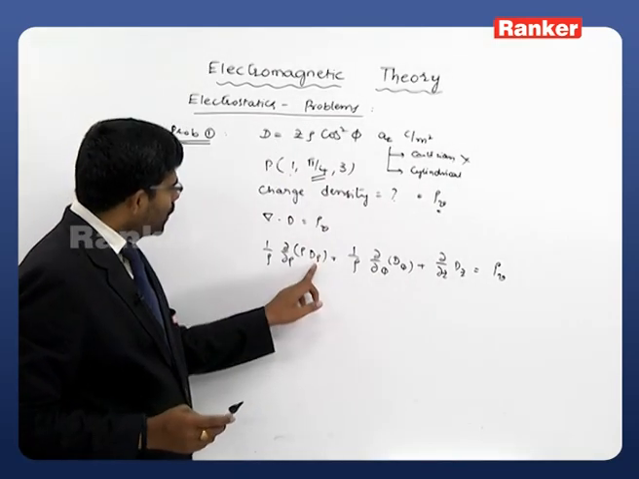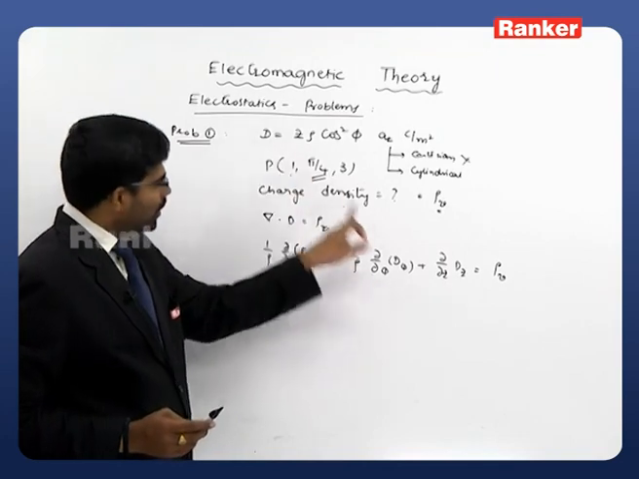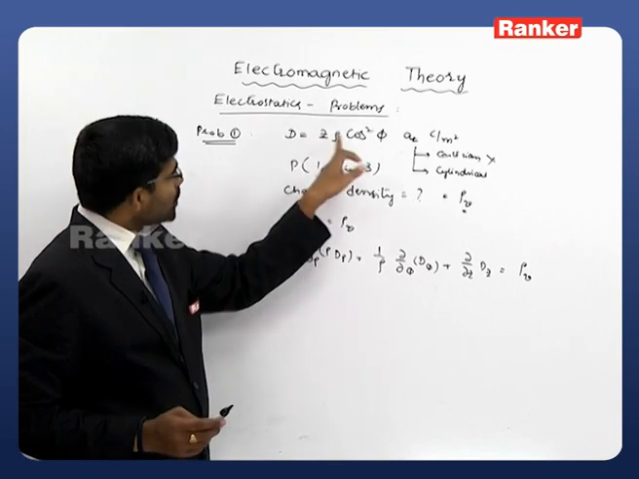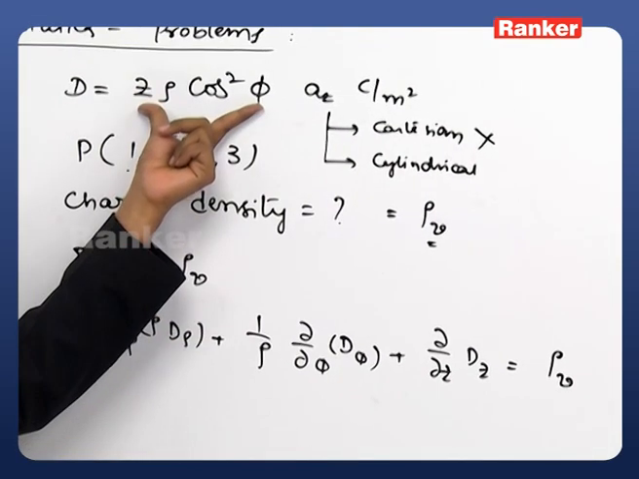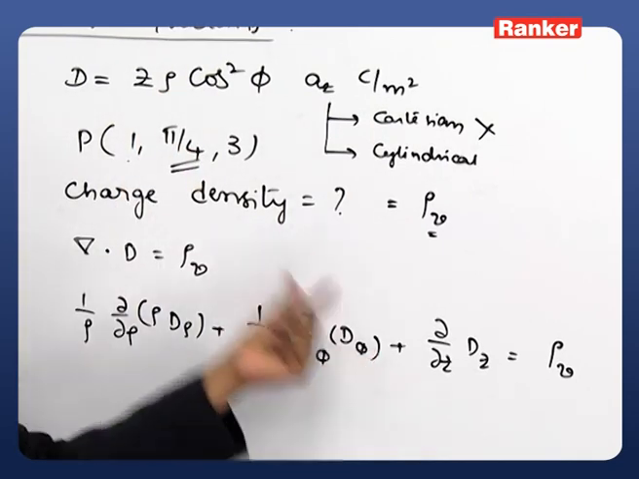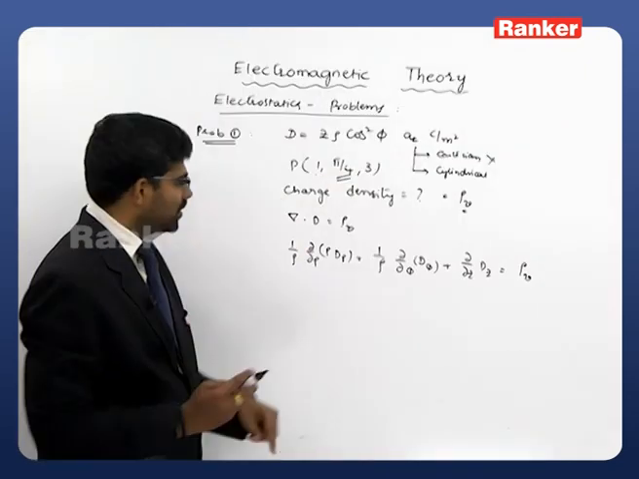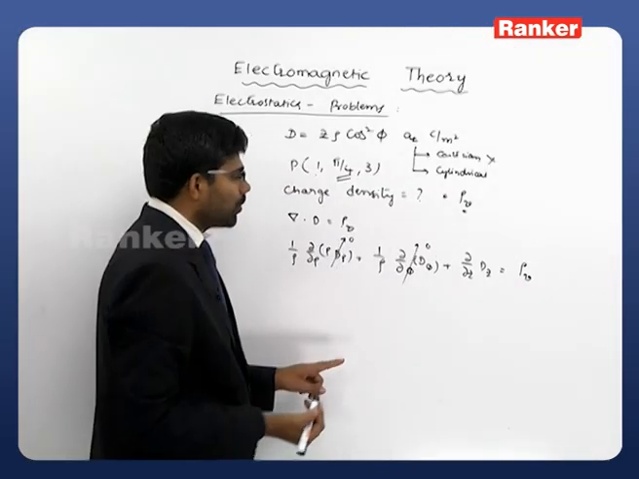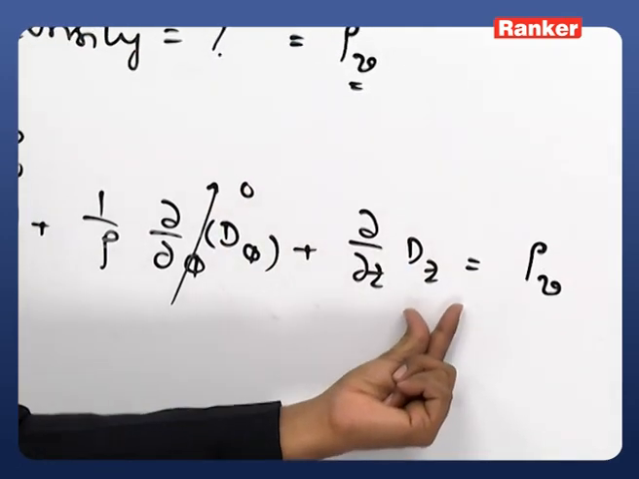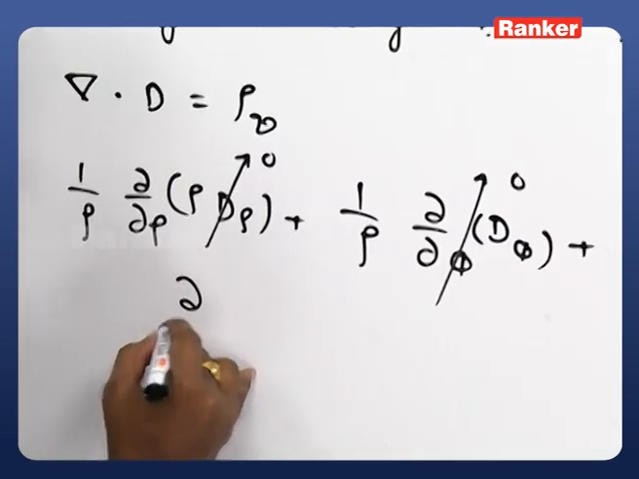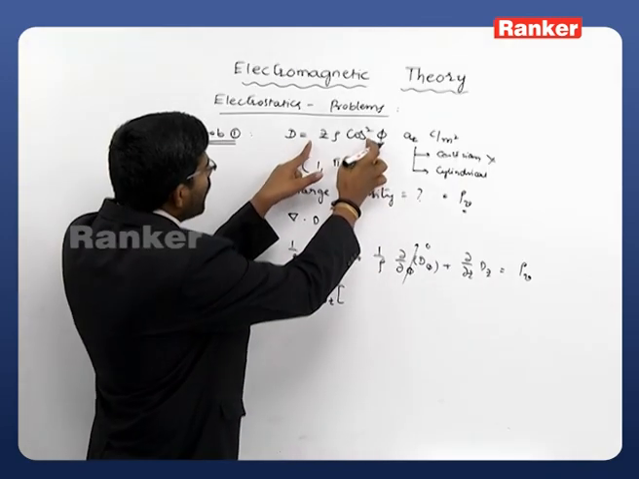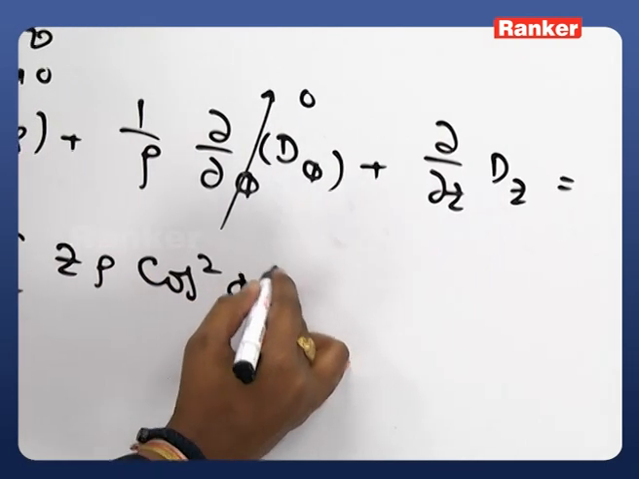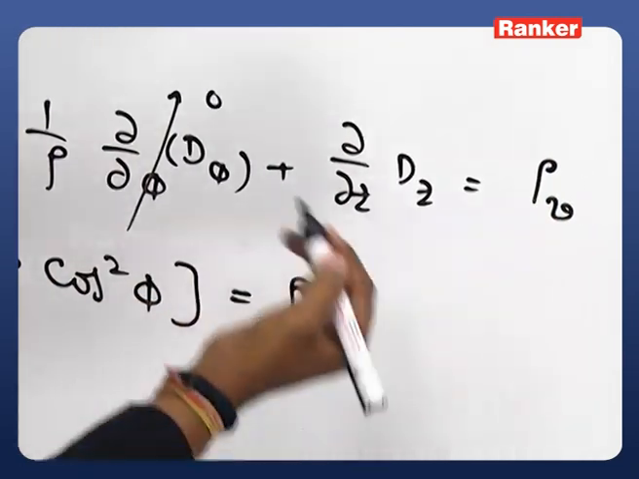Observe, d_rho is the rho component of D, d_phi is the phi component of D, and d_z is the z component of D. With the observation, clearly you can say that d_rho is 0, as there is no a_rho term here. In the same way, the d_phi component is also not there, so they are not present. So clearly the first term becomes 0, the second term also becomes 0, and all we have is dou by dou z of d_z. So dou by dou z of what is the d_z component? This z rho cos square phi. So z rho cos square phi is nothing but our rho_v.